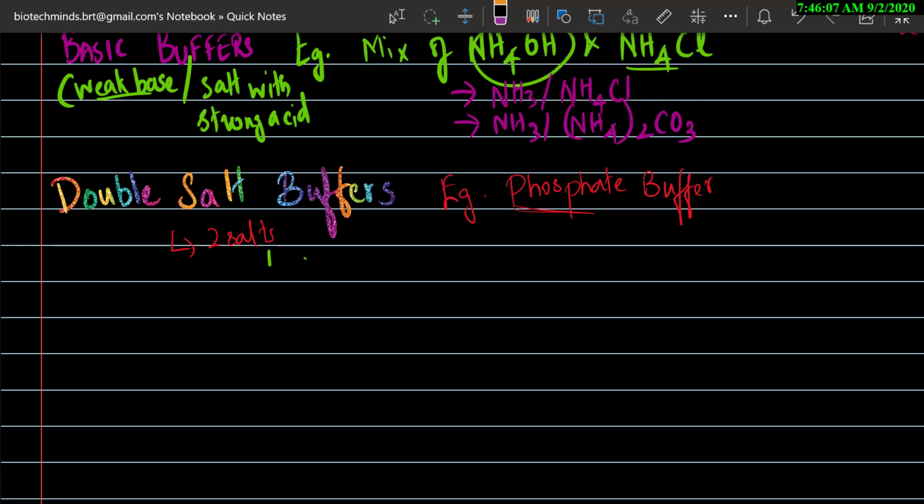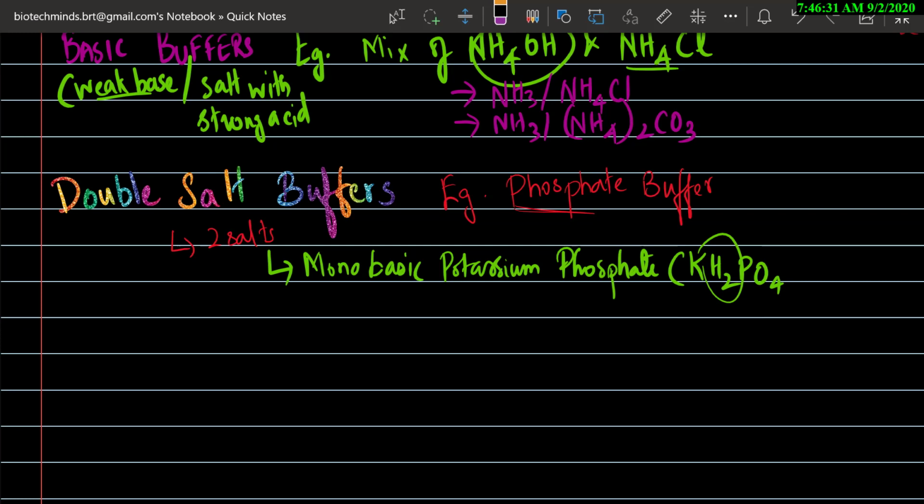The first salt is monobasic potassium phosphate, and its formula is KH2PO4. This is monobasic, H2PO4. This is called monobasic because it has the tendency to donate only one hydrogen ion.